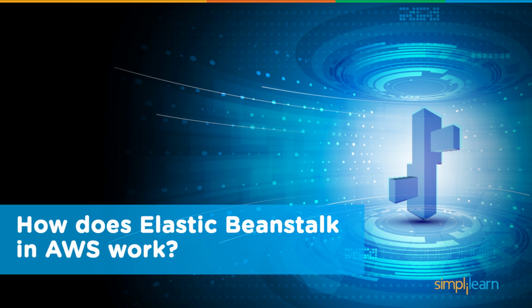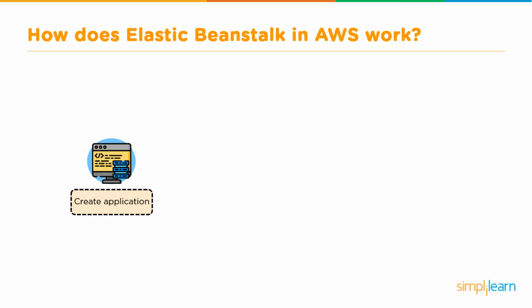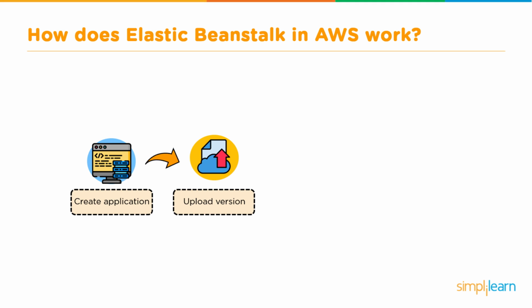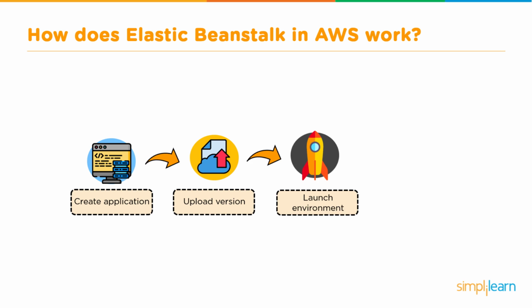Now, let's understand how Elastic Beanstalk in AWS works. So first we have to create an application, and this is a task that would be done by the developers. For that, you can select any runtime environment or programming language like Java, Docker, Ruby, Go, Perl, or Python as well. Once you select that environment, you can develop your application using that runtime. Now, once the application is created, you have to upload the version of the application on AWS.